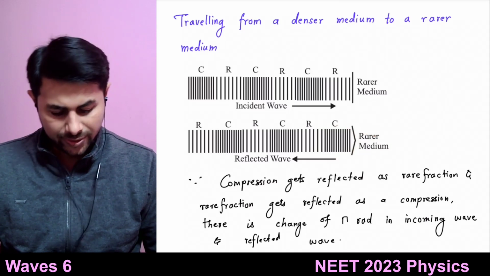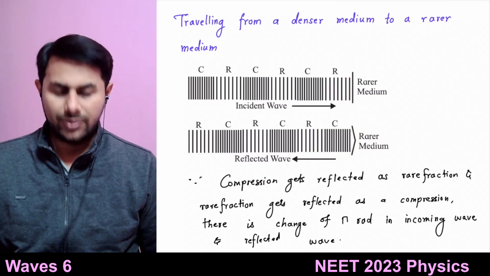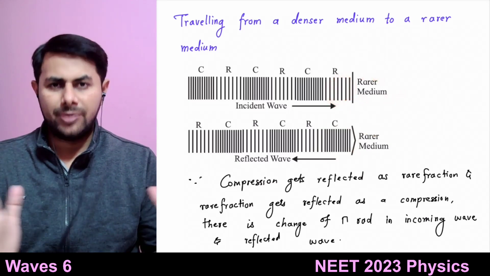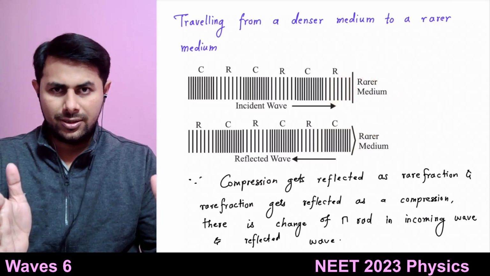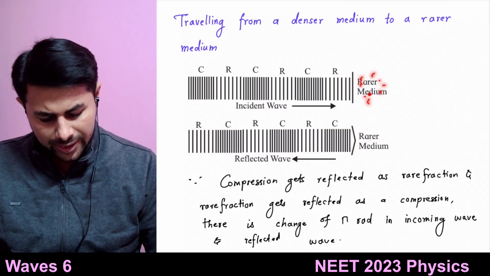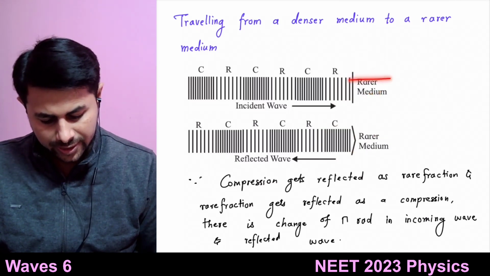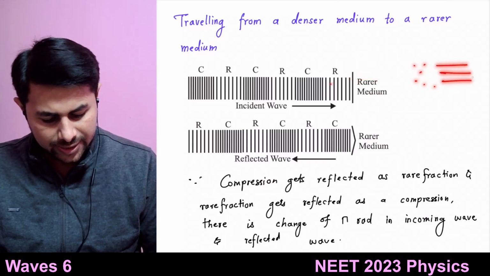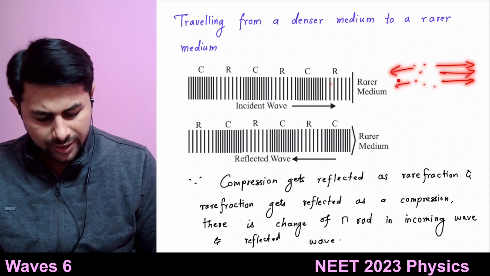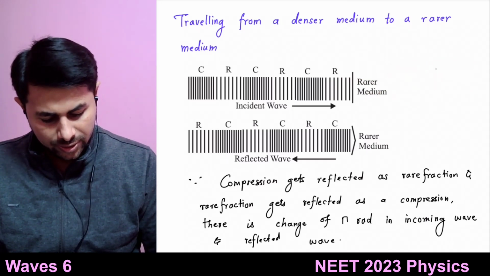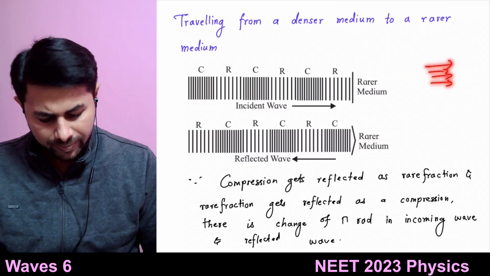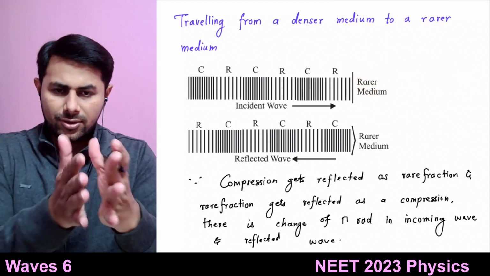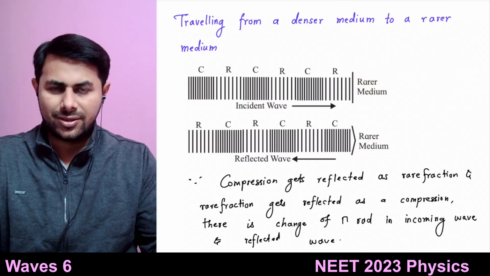In case of rarefaction also the same thing happens. Okay, so what will happen? The rarefaction will travel into the rarer medium. So particles are moving apart. Here there are very few particles. So imagine n number of particles here, they are moving apart. Some particles are moving in this direction, some are moving in the other direction in case of rarefaction. So these particles which are moving in the forward direction can move inside this rarer medium. They can still get separated.